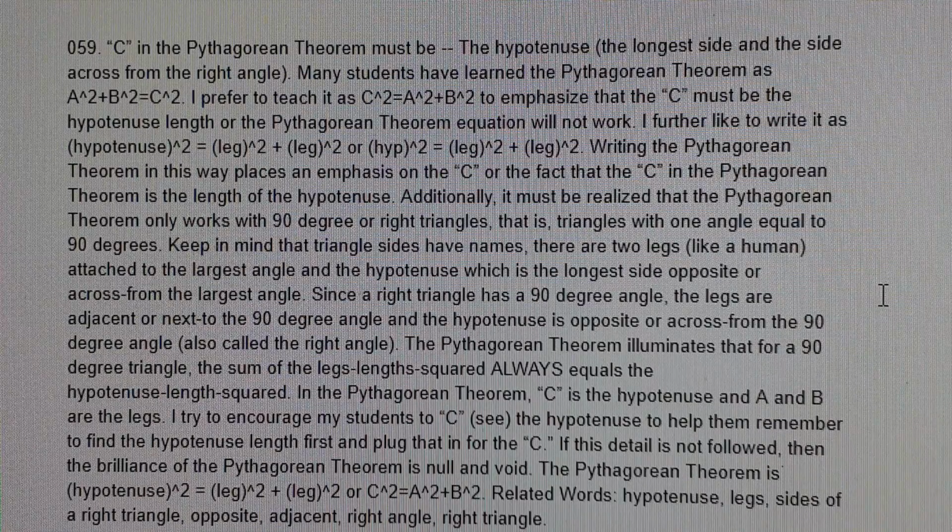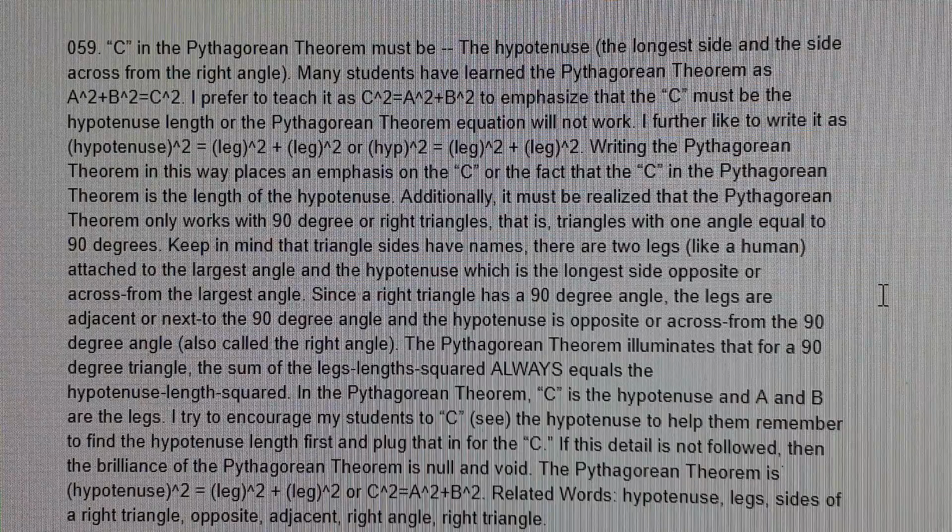I try to encourage my students to "see" (S-E-E) the hypotenuse to help them remember to find the hypotenuse length first and plug that in for the c. If this detail is not followed, then the brilliance of the Pythagorean theorem is null and void.